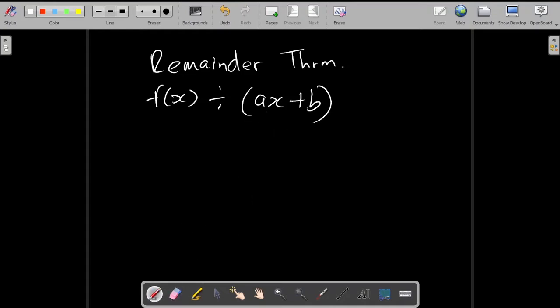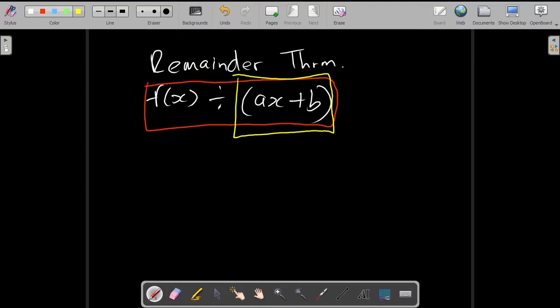Now a would be the coefficient of your x, and b would just be a constant, a number, 7, -7, any integer basically. So now the theorem says that if you divide f of x by this linear polynomial, then the remainder that you expect from that division, r for remainder, is equal to f of negative b divided by a. This b is the constant that we talked about, and a is the coefficient of x.